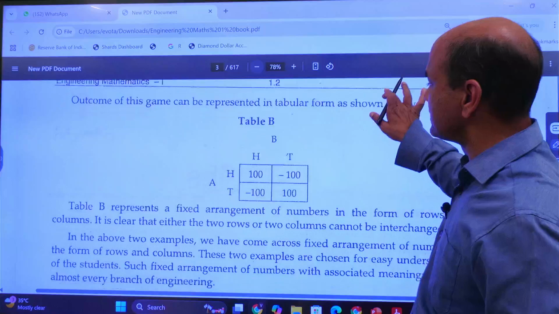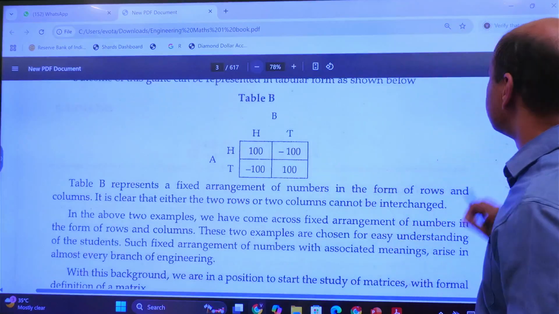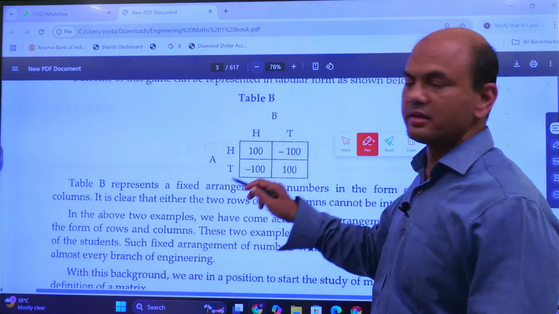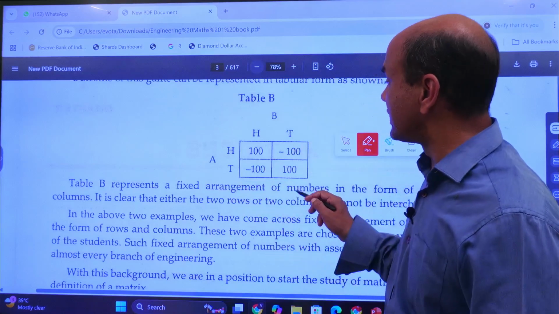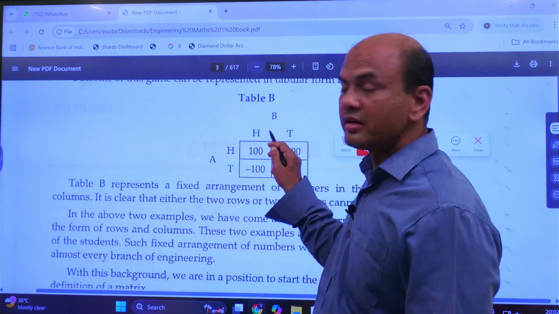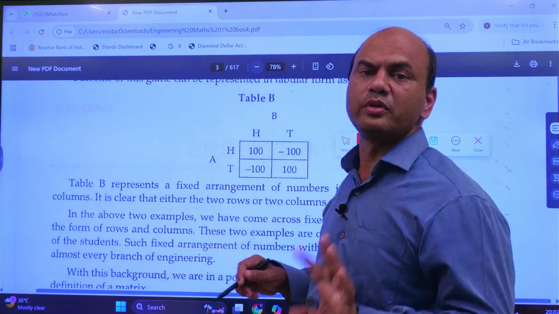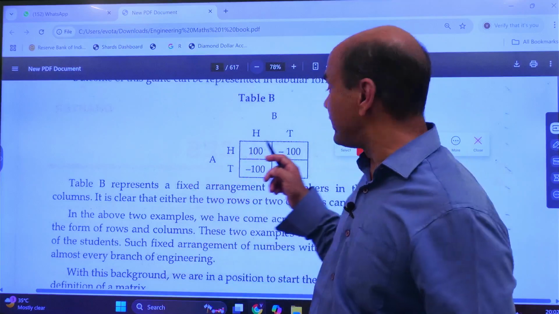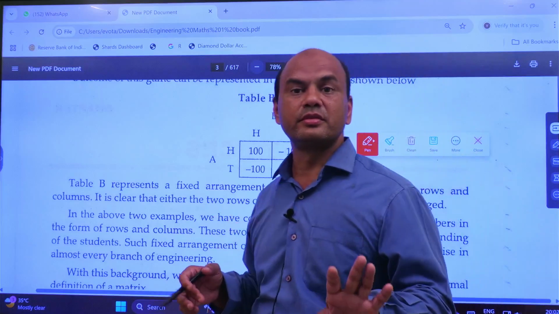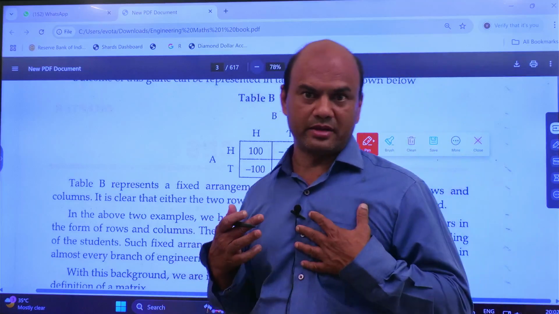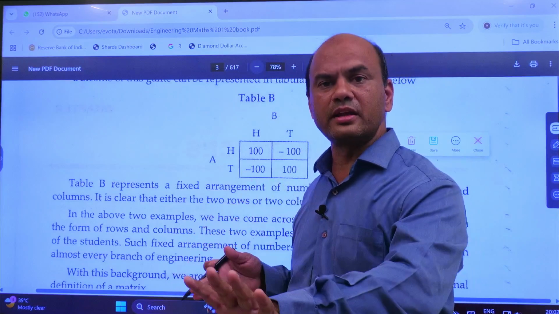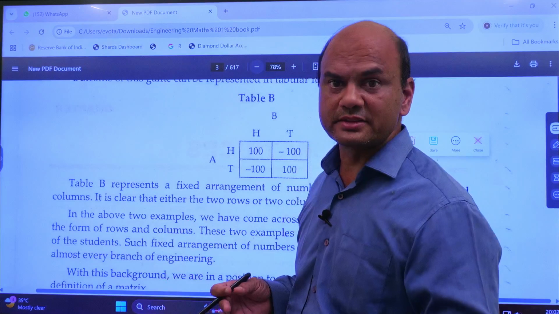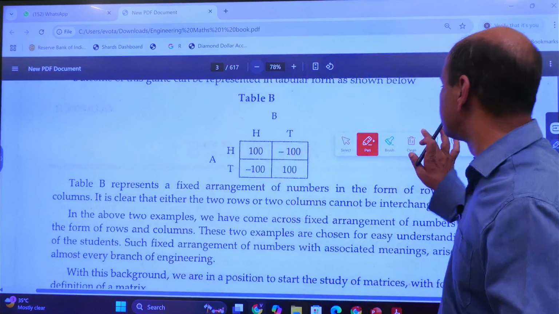This matrix means, look at this: A is saying head and head or tail and tail. And B is saying what? If A wins, meaning if it is head and head, then B will give 100 rupees, or dollars, whatever, to A. If it is tail and tail, then also B will give. Understand this: I am A. I am saying head and head or tail and tail. If I win, then you pay me $100, and in the second case I'll pay you $100. So this is represented like this.